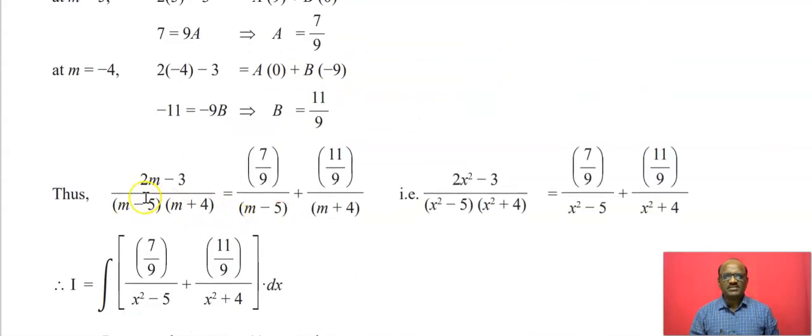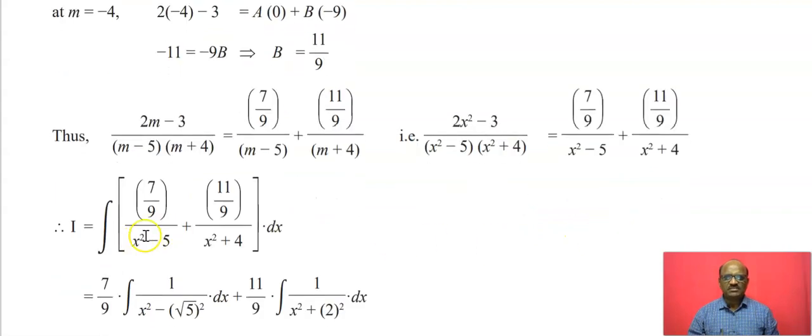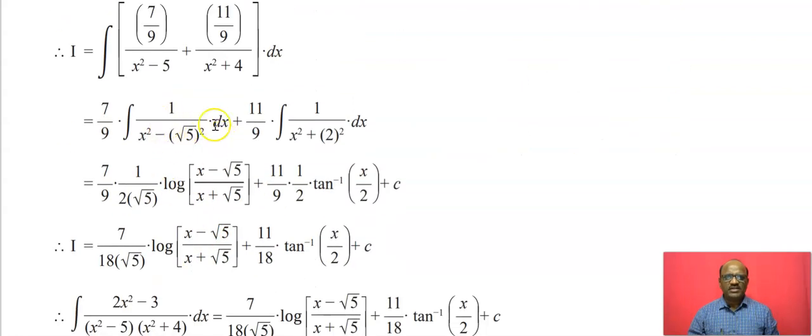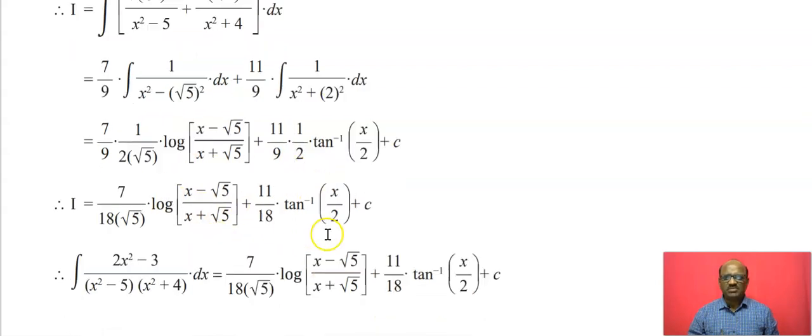Therefore, again we can write this: (2m minus 3) upon (m minus 5) into (m plus 4) is equal to (7 upon 9) upon (m minus 5) plus (11 upon 9) upon (m plus 4). And we can integrate, resubstituting the value of m, which is x square. This is the integral of 7 upon 9 into 1 upon (x square minus 5) plus 11 upon 9 into 1 upon (x square plus 4). Now the integration of this, that is the integral dx upon x square minus a square, and x square plus a square, gives tan inverse. Then you can simplify this.